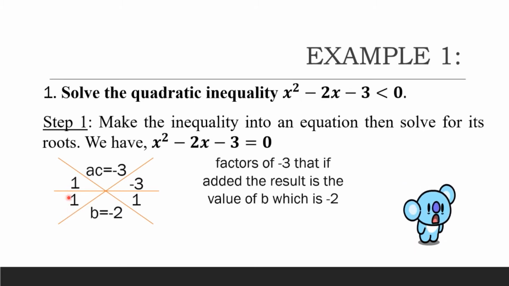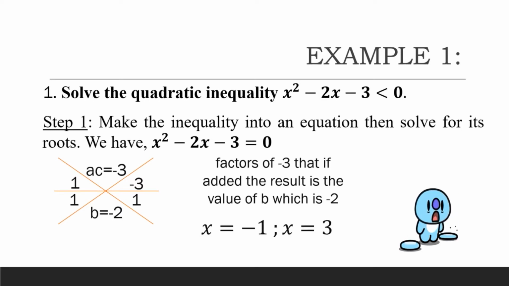So 1 over 1, that is 1. Change the sign, we have negative 1. Negative 3 over 1, the result is negative 3. Change the sign, so we have positive 3. The values of our roots now are negative 1 and positive 3.